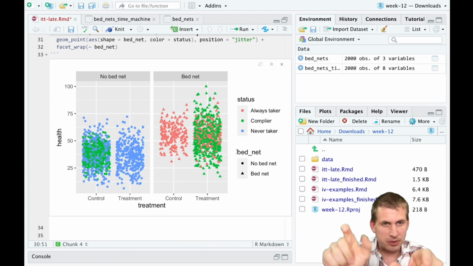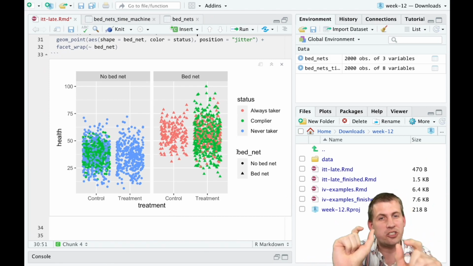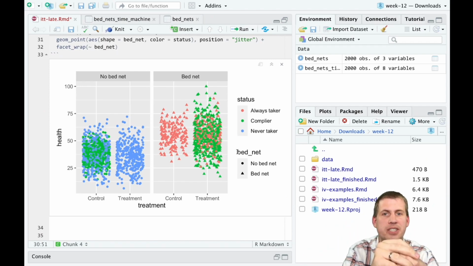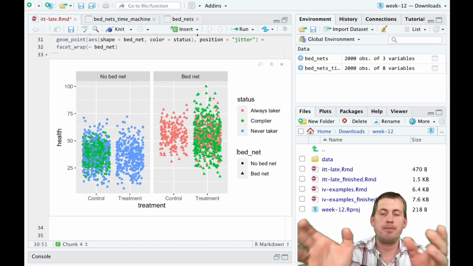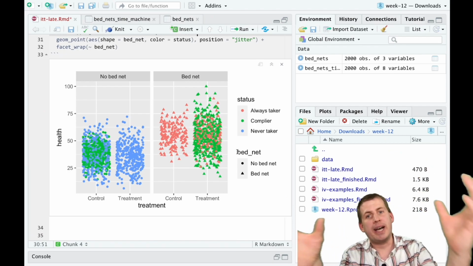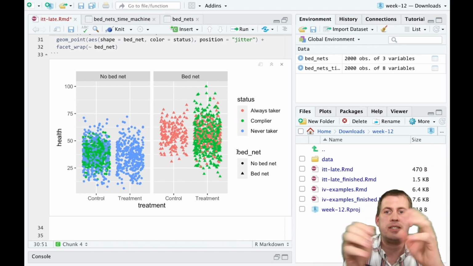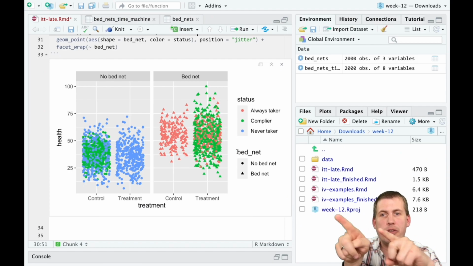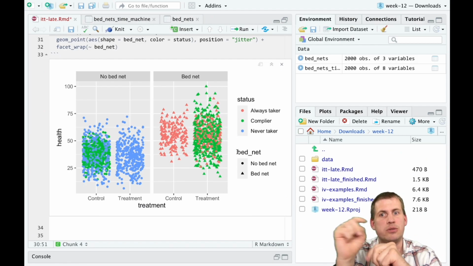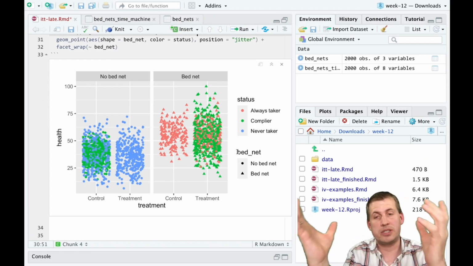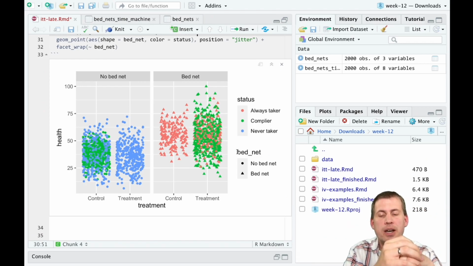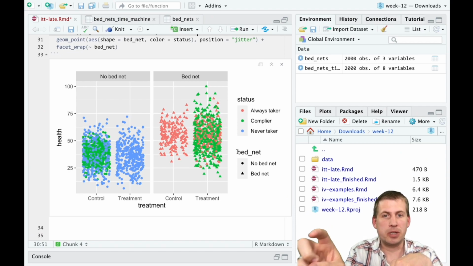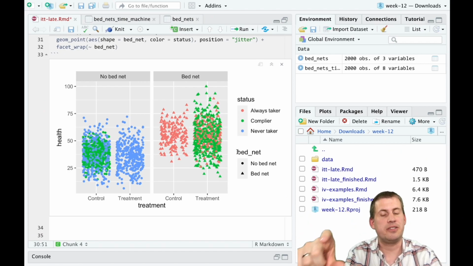Again, this is still using the time machine data, so it still does show who the always takers and compliers and never takers are. But if you imagine all of these points being black, then this is what you would actually see in the data. So if you notice in the no bed net section, the people who didn't use the policy or the program, if you look in the control group there's a mix between green and blue points. The green points are the compliers and the blue points are the never takers. We can't actually tell the difference between those two.